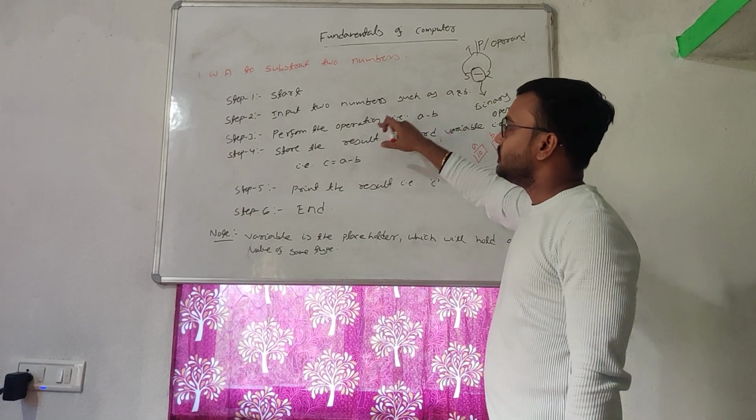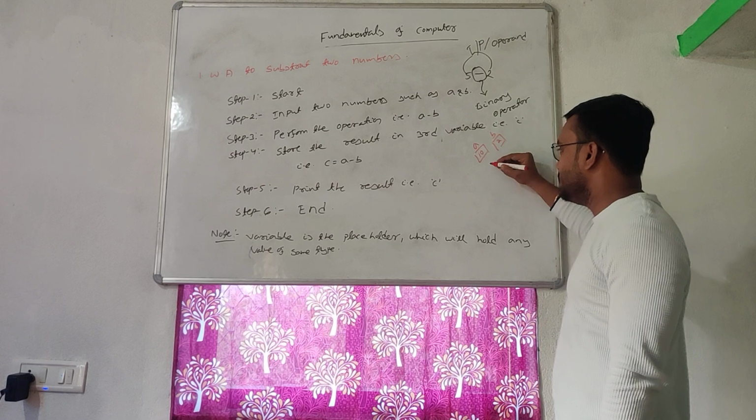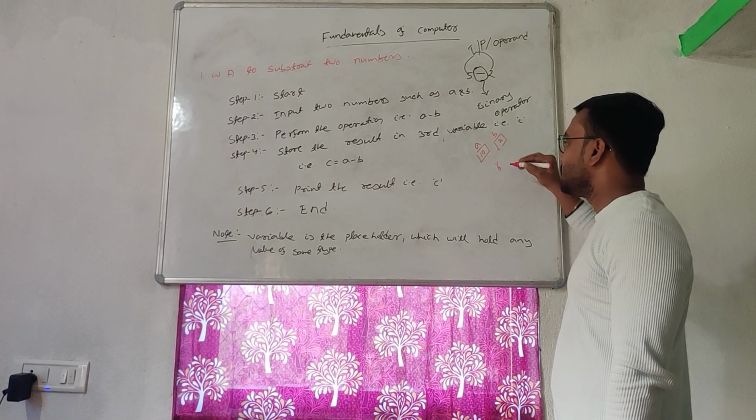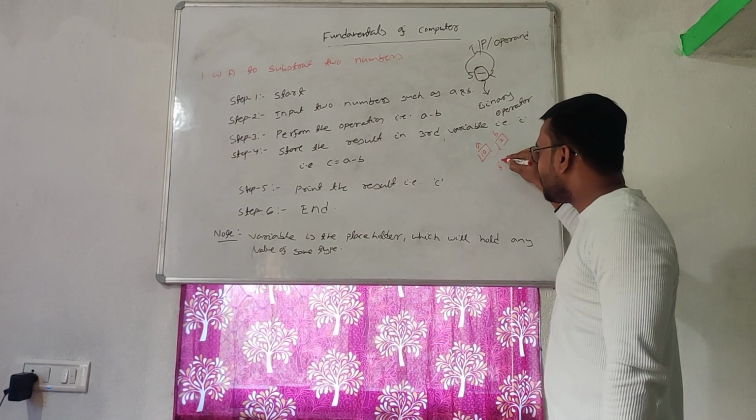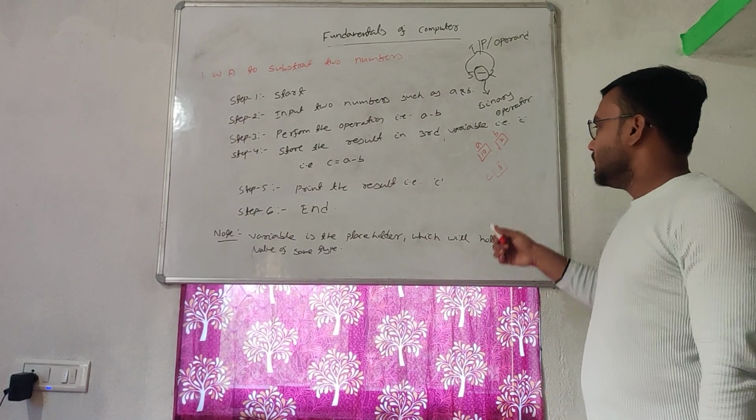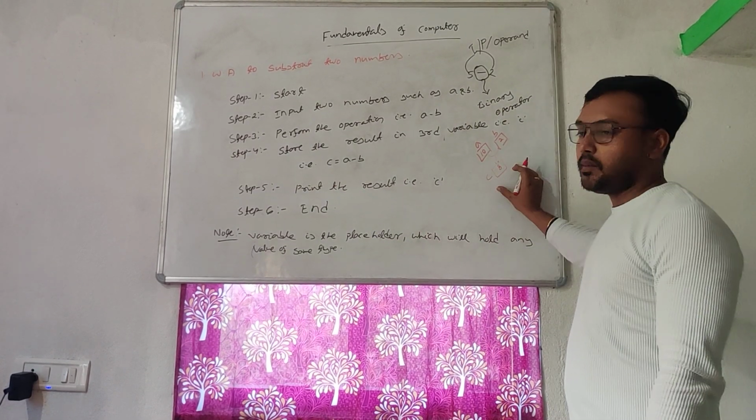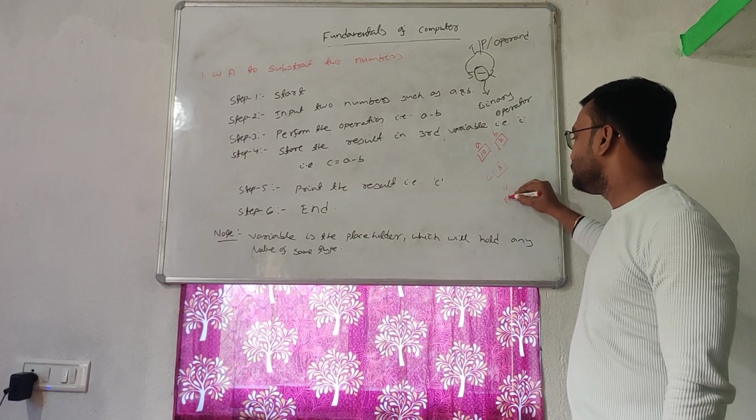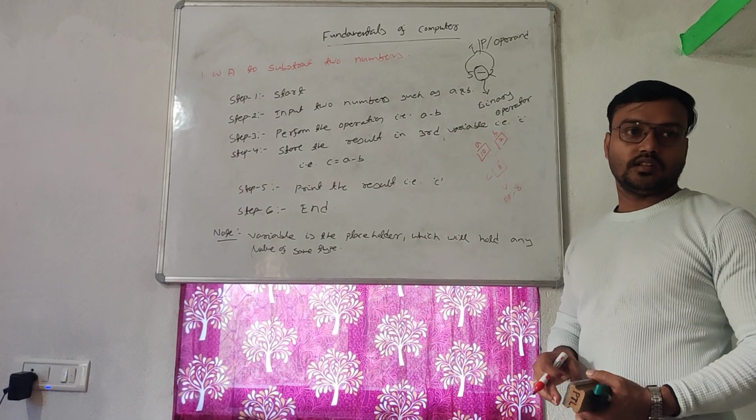Once the value is here, what is the next step? We will perform the A minus B operation, that is 10 minus 2. What is the result? That will be 8. Store the result in a third variable, that is C. That means the result I am getting needs to be stored in the variable C. Next step, print the result, that is C. Whatever value is available in C, I am going to print, so my output will be 8. Once done, the end operation is complete.